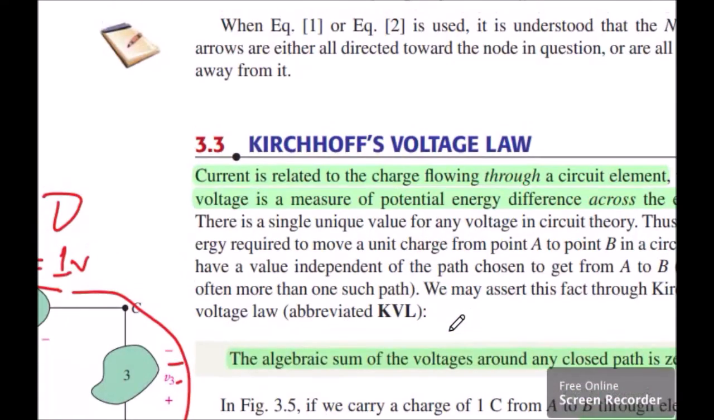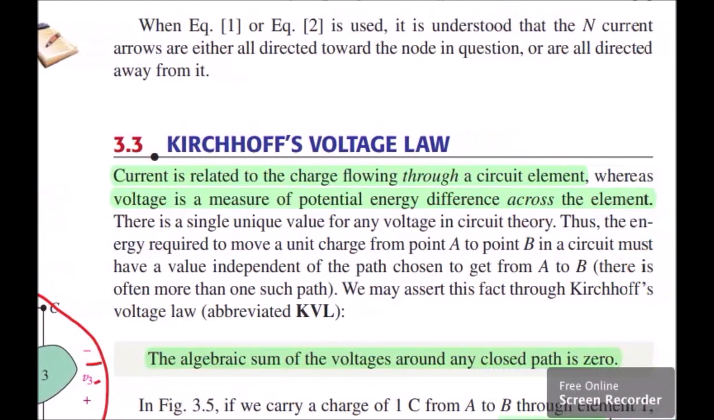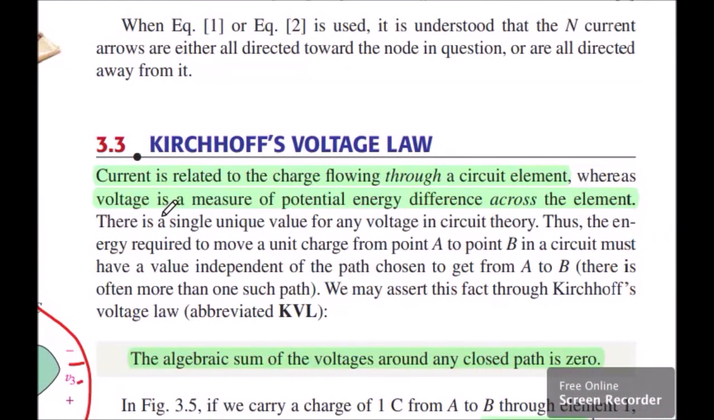I hope klaro siya. And additional lang, kapag sinabi nating current, the term to be used is it is flowing through the circuit element. Through kasi dumadaan siya sa circuit element. Kapag voltage naman yung pinag-uusapan, it is a measure of potential energy difference across the element. Okay? Kasi hindi naman siya dumadaan sa element eh. But andyan siya across your element. So again, current is through the element. A voltage is across the element.